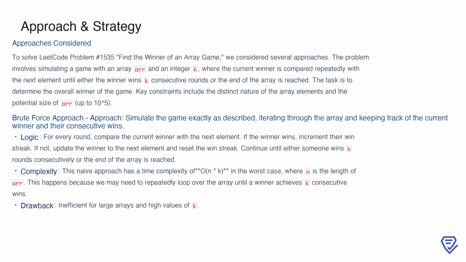Otherwise, we update the winner to the next element and reset the streak. We repeat this process until someone wins k consecutive rounds or we traverse the entire array. However, this approach can be inefficient. In the worst case, with n being the length of the array, the time complexity is n*k. This happens when we repeatedly loop over the array, making it unsuitable for large inputs or very high values of k. Let's look at a more efficient way to solve this problem.